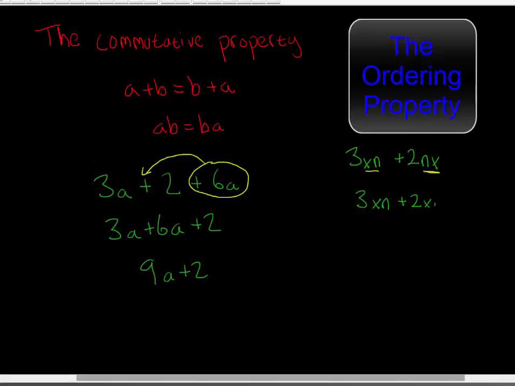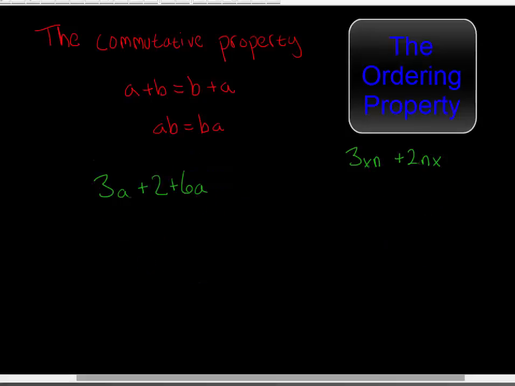plus 2xn. So I use the commutative property to get from here to here, just change the order of the multiplication. And now that that's done, it's easier to see that this expression is actually the same as 5 times x times n. So that's the product of 3 different numbers there, 2 of them variables.